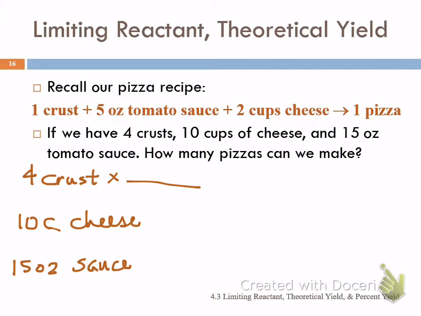So what we're doing mentally is we're figuring out how many pizzas we could make from each of these ingredients, whether you recognize that that's what you're doing or not. So there it goes again. We can make 1 pizza for every crust, right? So we could make 4 pizzas if we had enough of the other stuff, right?